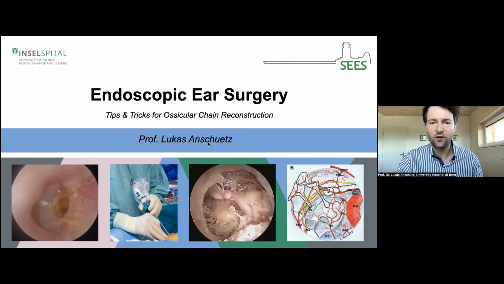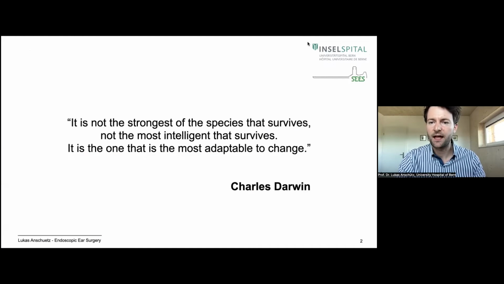An old professor of mine told me once that you should start a presentation with a citation. And I chose this citation here from Charles Darwin. It says that it is not the strongest of the species that survives, not the most intelligent that survives, but the one that is the most adaptable to change. And I think this citation is really well suited for the presentation of today, because we see some changes in the otology world, in the ear surgery world, and I think it is our duty to be adaptable to these kinds of changes.